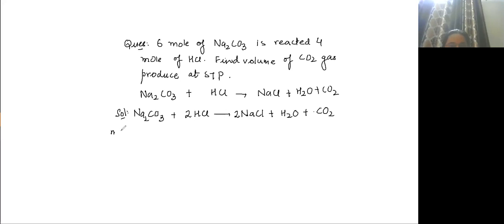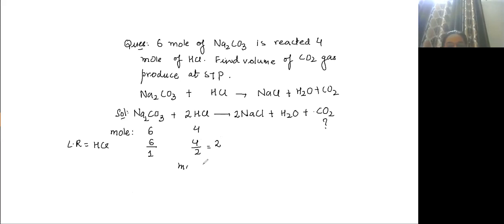Very good. Good Krishna. Now moles are given as 6 and 4. So first thing you need to do is find out the limiting reagent, because that will decide the moles of CO2. And how will you find out? 6 divided by 1, 4 divided by 2. So HCl comes out to be 2, Na2CO3 comes out to be 1. So which is the limiting reagent in this reaction? LR is HCl. So HCl will decide the amount of CO2.